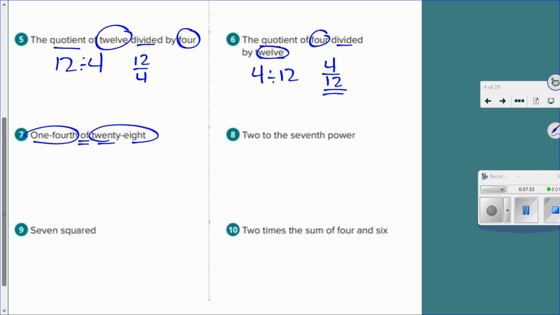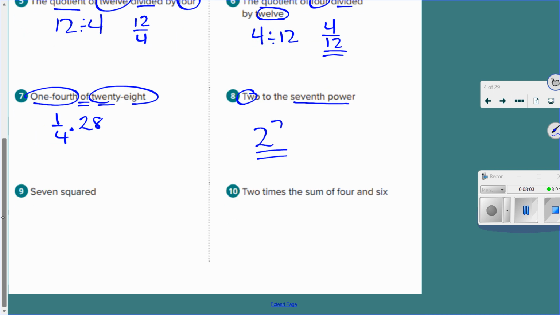Multiply. So this is actually a multiplication problem. What am I doing? 1/4 times 28. That was actually in your opening exercise. That's how that one needs to be written. 2 to the 7th power. We talked about the exponents. All that is saying is an exponent. 7 squared, we talked about that one as a special exponent of 2.